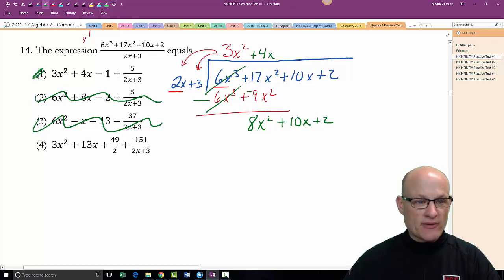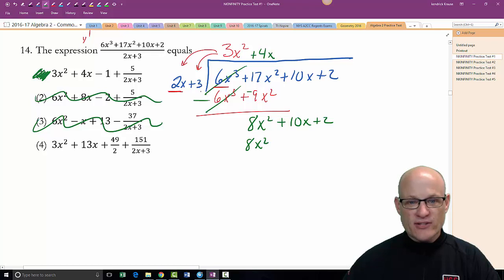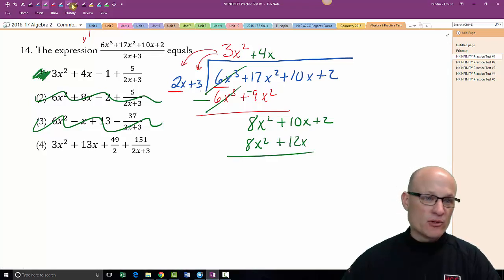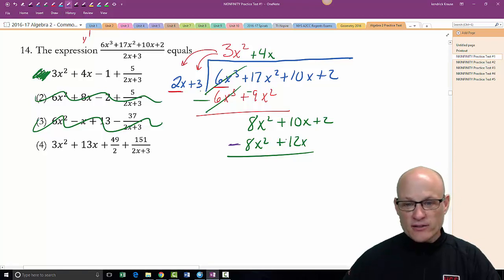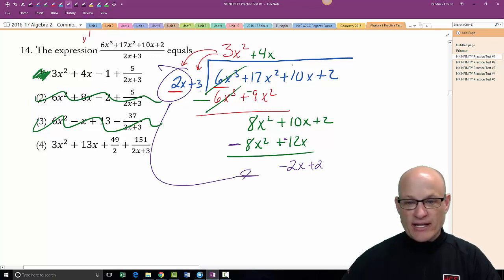Well, now I already know this is my answer. At least it appears to be my answer. I'm still going to check my work, right? So we got 8x squared, and 4x times 3 is plus 12x. Don't forget, we're doing a little subtraction here. Subtract. I get negative 2x plus 2. So how can I make positive 2 into a negative 2? Multiplying by negative 1. There's a negative 1. So I get negative 2x minus 3.